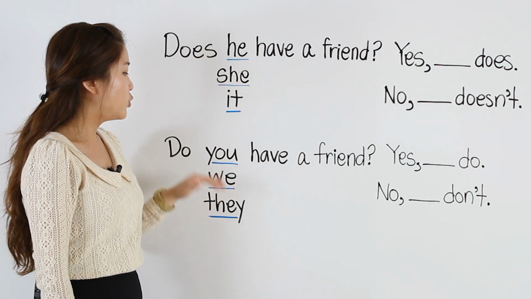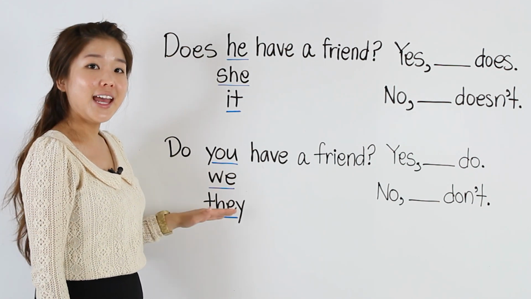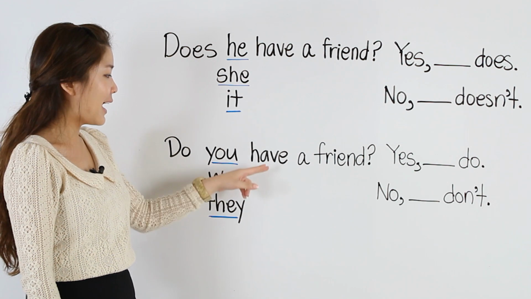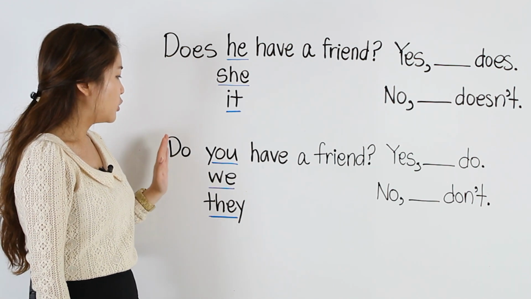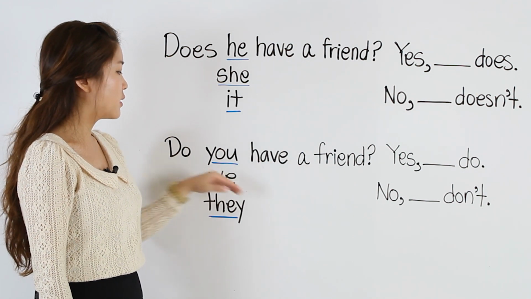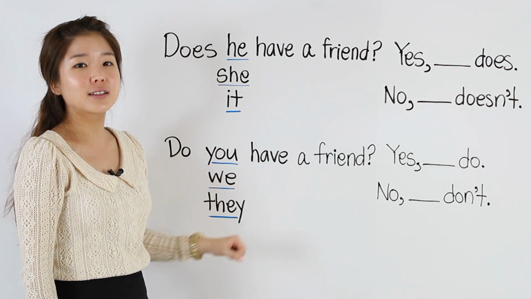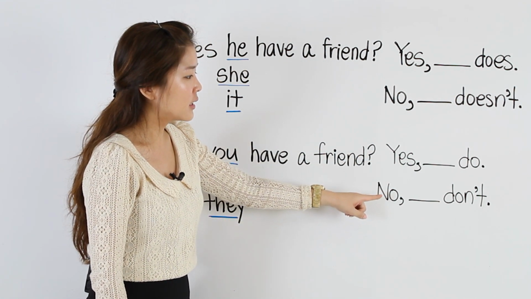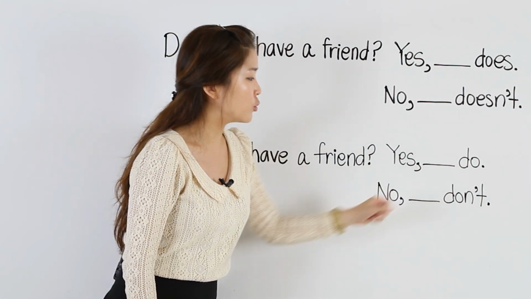Now, when we use you, we, they, we use do in the front and have after. Do you have a friend? Do we have a friend? Do they have a friend? Okay, and again we have two answers. We finish with do or don't.